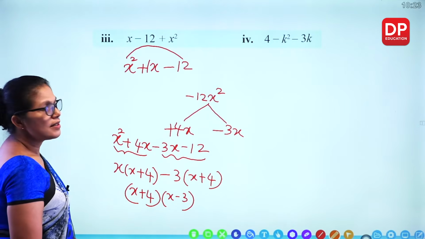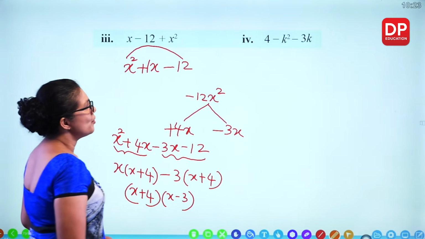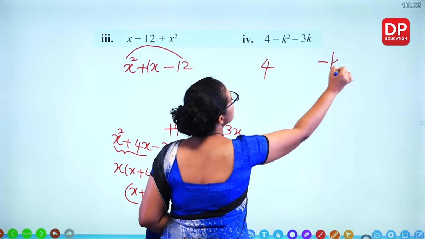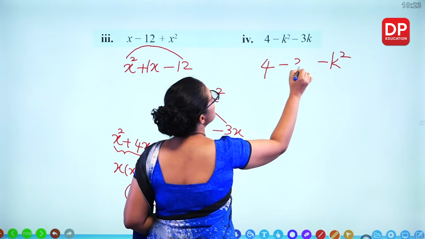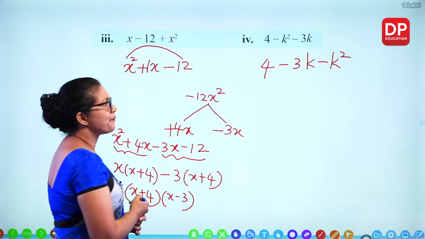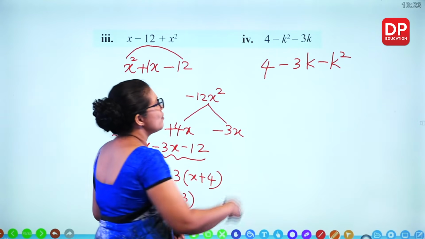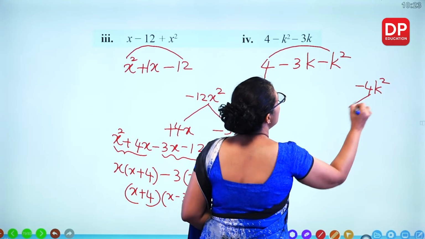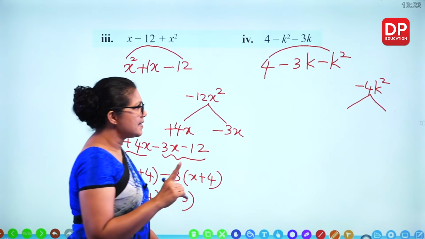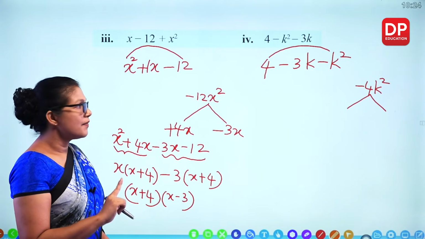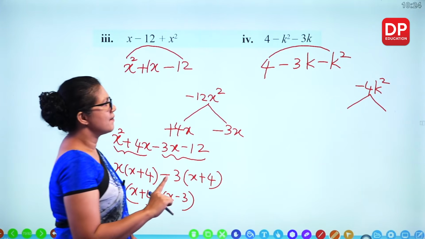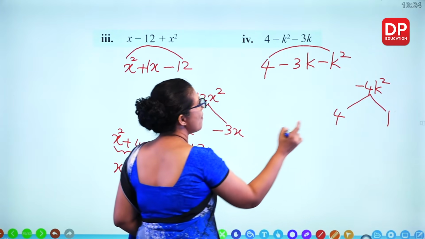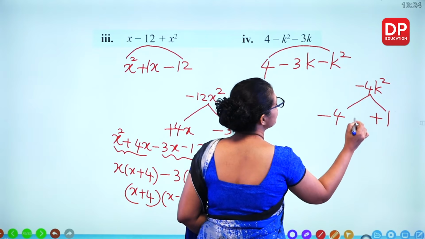This one, is the order correct? No. So, the constant term I can take first, the square term last, and the middle term minus 3k. Now, when you multiply first and last, you get minus 4k squared. Middle term is negative, means the larger factor is negative. So, 4 times 1 and we take the difference. So, minus 4 and plus 1.